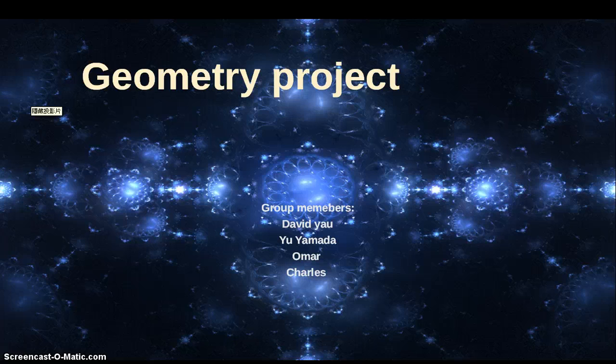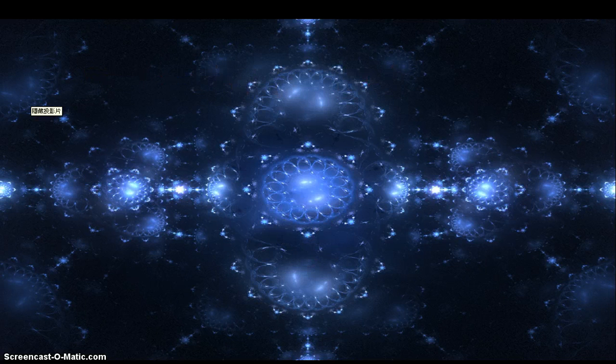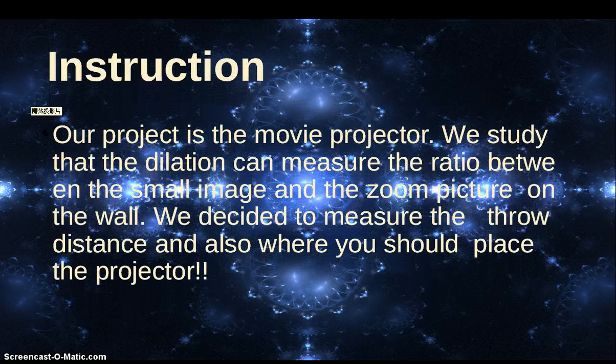So this is our geometry project by David Yao, Yu Yamada, and me and Charles. So this is the introduction. Our project is the movie project, or you can say the projector project. We study that the dilation can measure the ratio between the small image and the zoom picture on the wall. So the small image and the zoom picture mean enlargement and reduction. And so we decide to measure the throw distance and also where you should place the projector.